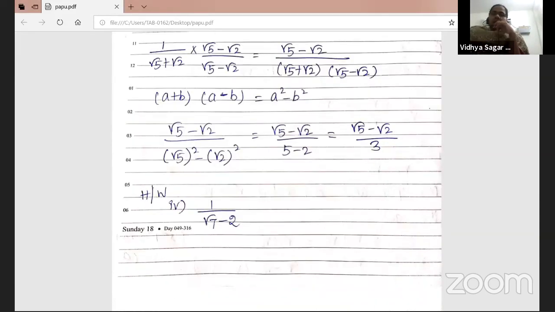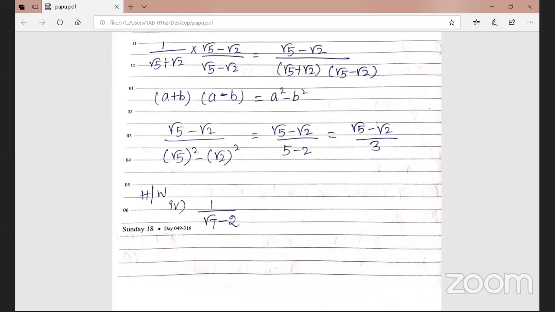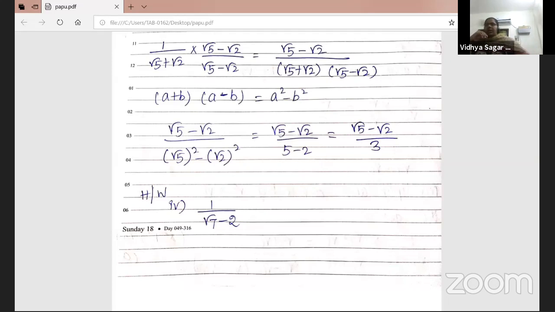The next sum has been given to you as homework: 1 by root 7 minus 2. Yes, ma'am, you can ask them to do it now. Yes, let them do it.